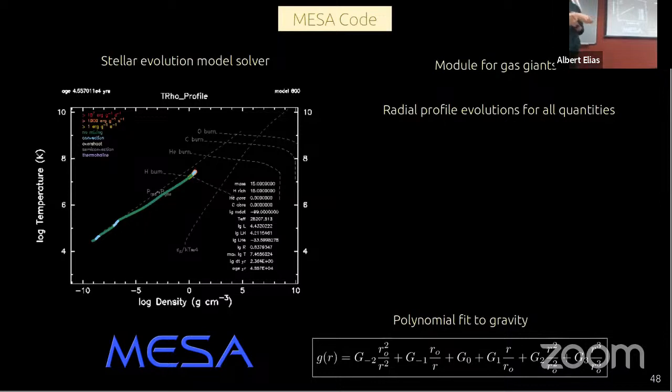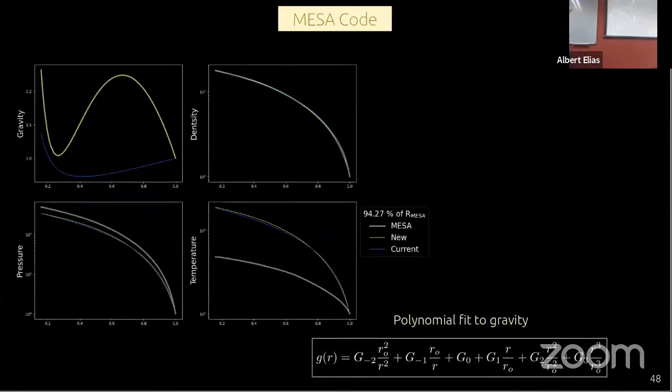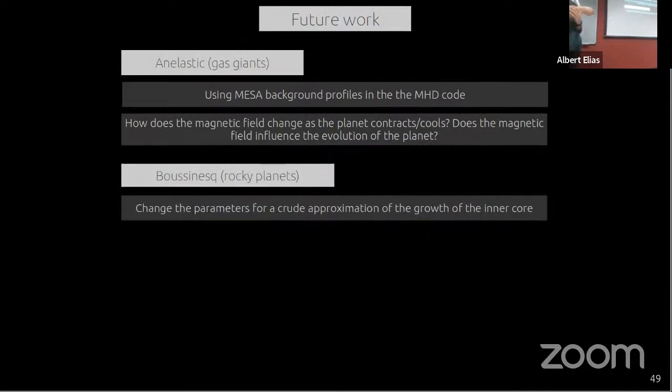For example, we've used these radial profiles and fitted them to a 6-degree radial polynomial. Well, we are getting there. We have no results to show yet. But right now we can use the gravity of MESA inside the MHD code. So this is what I shall do for the next two years and a half. So, yeah. That's it.